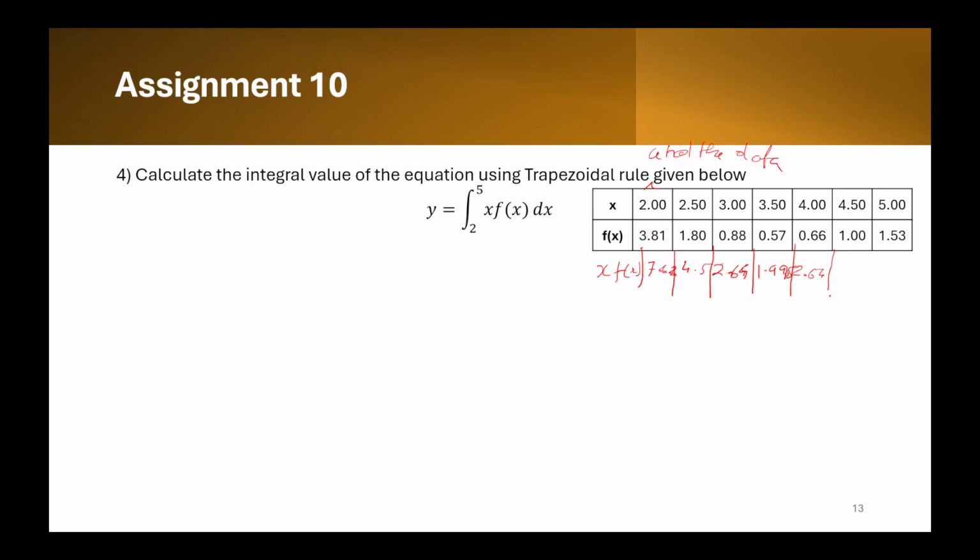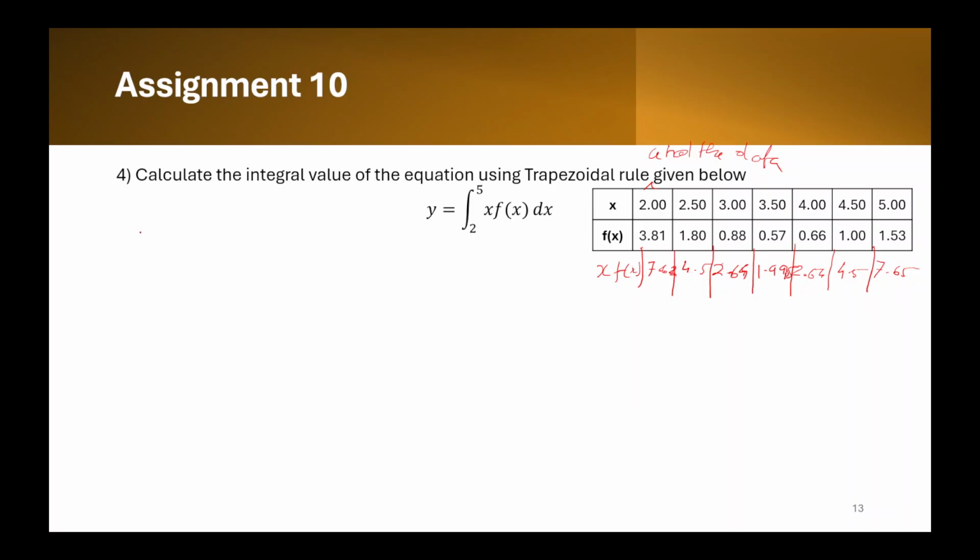Then 4.5 into 1 is 4.5 again. And then 5 into 1.53 gives us 7.65. So this is your x into fx. So you need to compute the integral value of this equation using the trapezoidal rule.